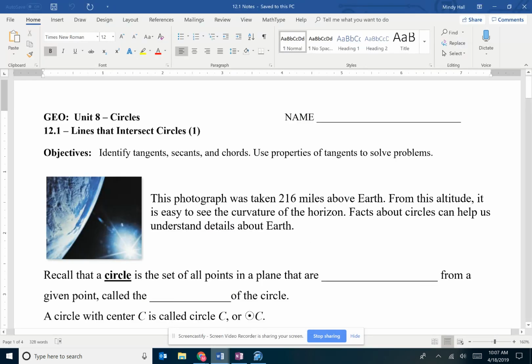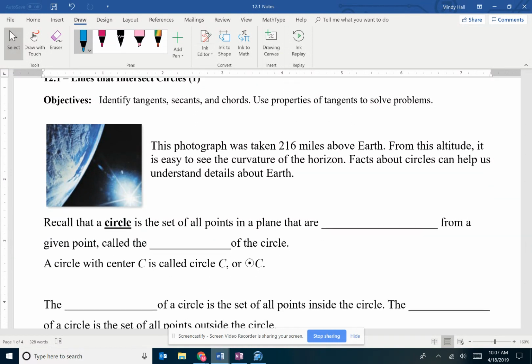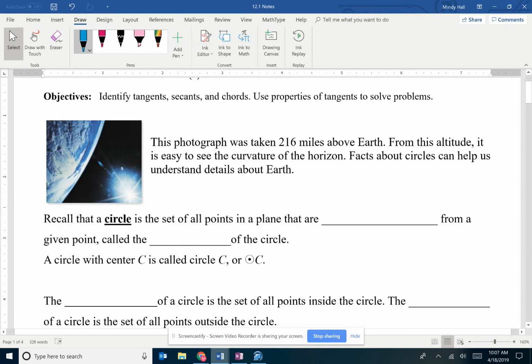All right, so we are going to be talking about circles and just identifying tangents, secants, and chords and using that to help us solve problems. So this photo that you see, oops, did not mean to draw that. This photograph was taken 216 miles above Earth. From this altitude, it is easy to see the curvature of the horizon, and facts about circles can help us understand details about Earth. So just a quick review.